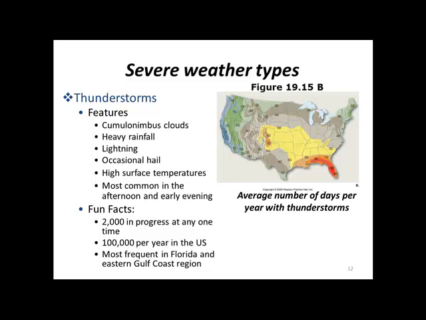Because this happens over time, most thunderstorms often occur in the afternoon or the early evening because that's when the ground tends to be warm enough to cause the air to rise. They can happen at any time, but that's just the most common time.